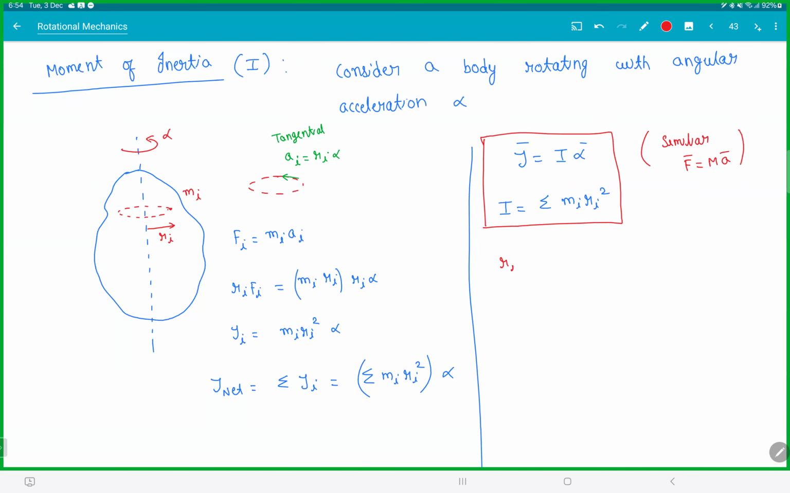And here, this is the important thing. ri is not the position vector. ri is the perpendicular distance of the particle from the axis.